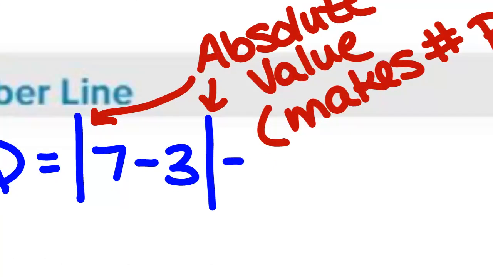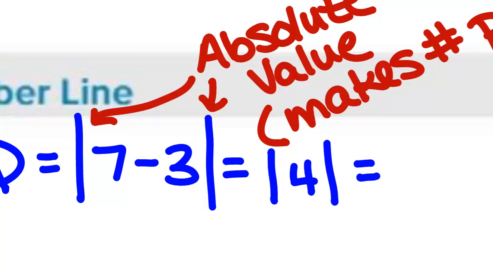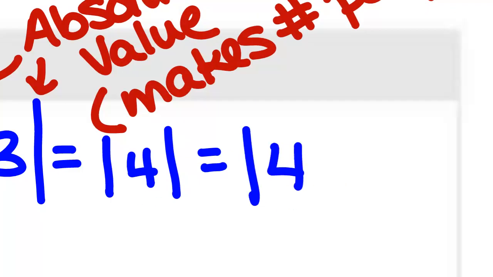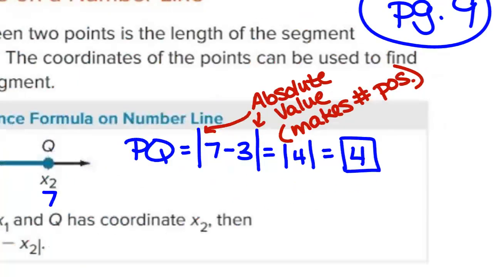What is 7 minus 3? 4. So inside the absolute value, I have 4. How far away is 4 from 0 on the number line? How many hops over? 4 hops. So the distance from P to Q would be 4.